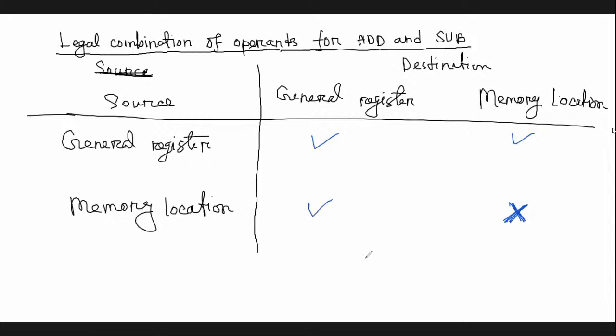In move and exchange there are segment registers also, such as CS and DS, which are illegal things. Here we don't use CS and DS for addition and subtraction, that's why we omit them. So memory to memory is always illegal. Direct addition or subtraction between memory locations is illegal.